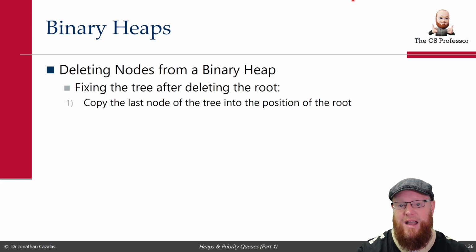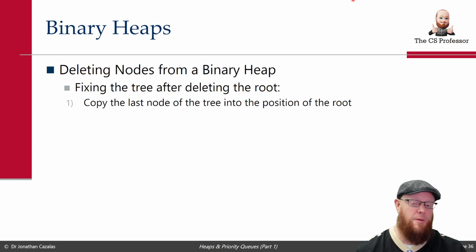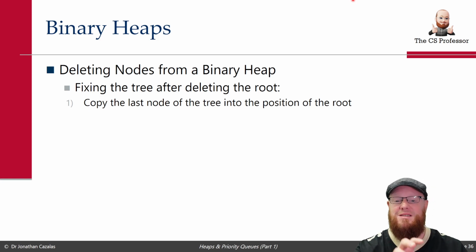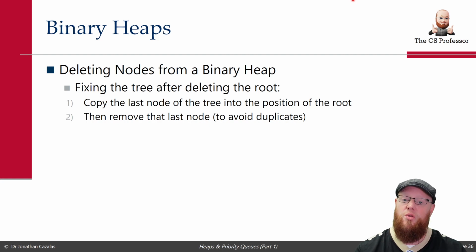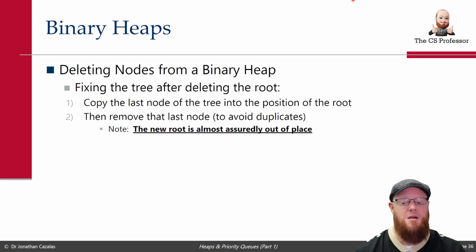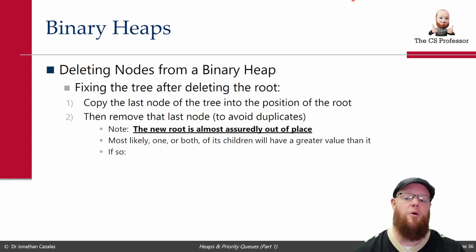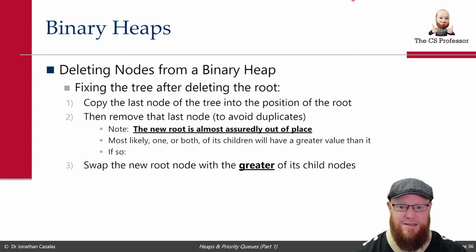What we're going to do is copy the last node of the tree into the position of the root. We're then going to remove that last node so we don't have duplicates. But of course, think about when we move that lowest node into the position of the root. Clearly, it's going to be out of place. So now we need to do what? You can guess the idea. Percolate down, or heapification downwards.